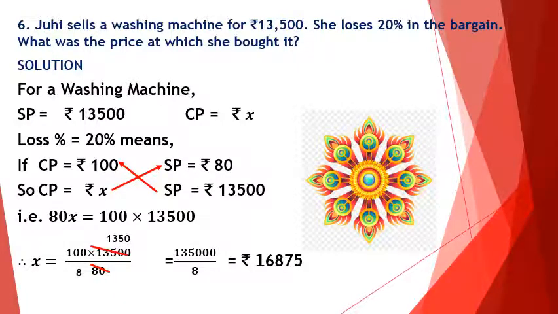Here we can cancel 80 and 13,500 by dividing by 10. So we get in the numerator 1,350 upon 8. So while multiplying the numerator, we are getting 1,35,000 upon 8. While dividing this, you will get 16,875. That means the cost price of the washing machine is rupees 16,875.